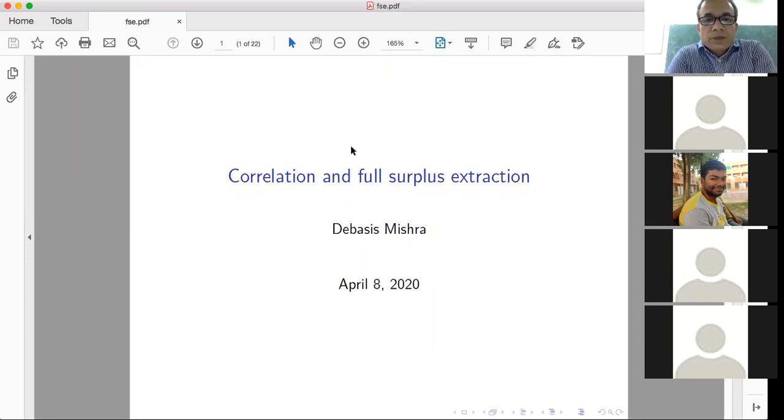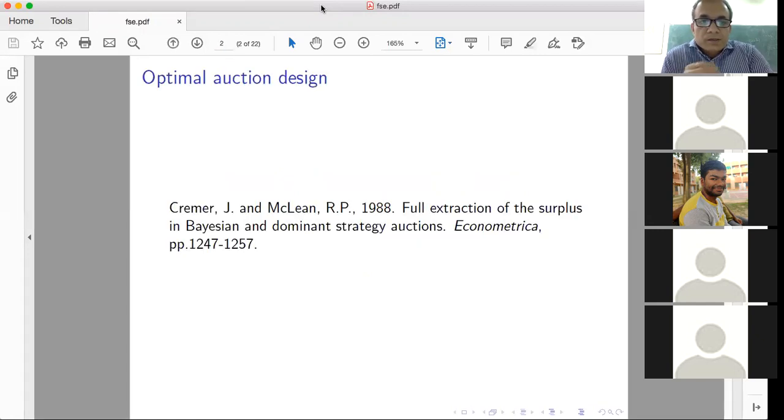Okay, so today I'm going to cover an important result in mechanism design. It's an extension of Myerson's optimal auction result, but it's a very stark result in the sense that you will see that the seller gets a lot of advantage by extending Myerson's model into this informational environment. The paper that I will mostly be talking about is by Kremer and McLean.